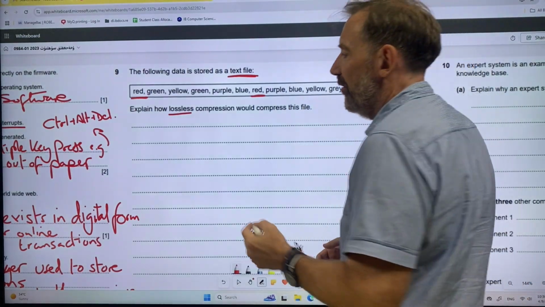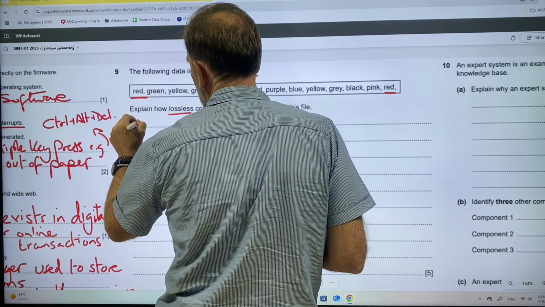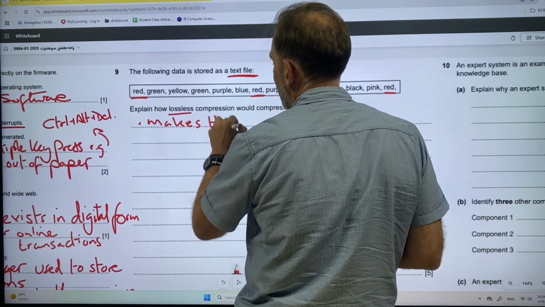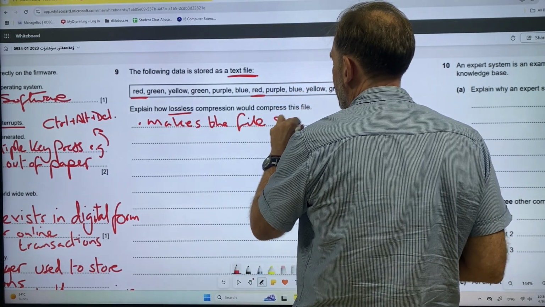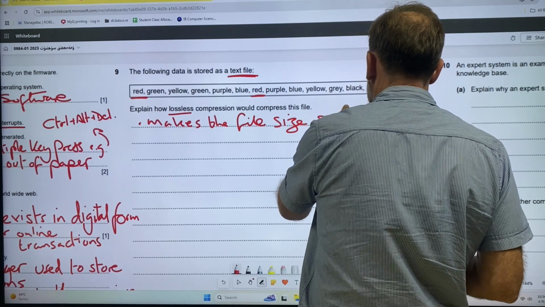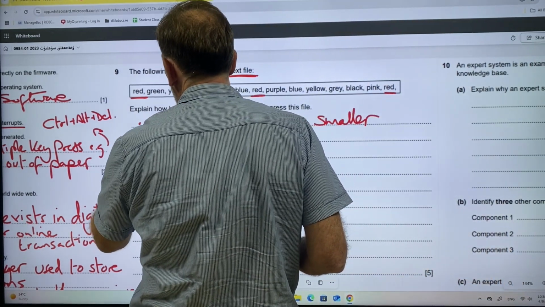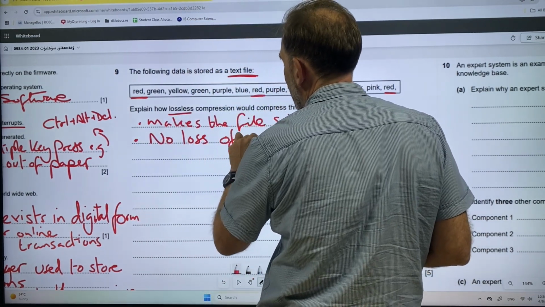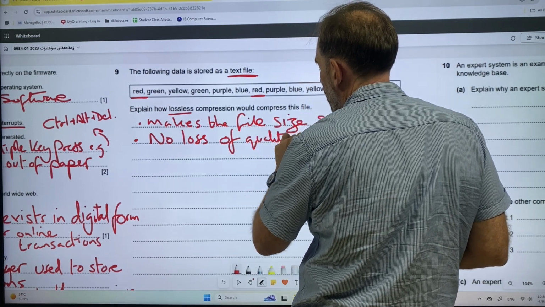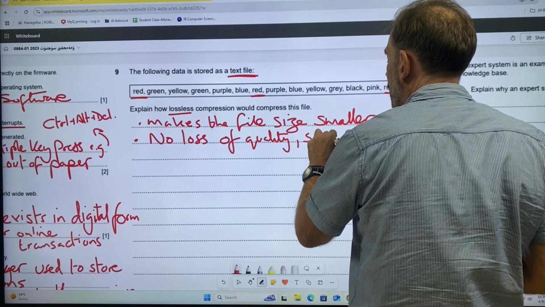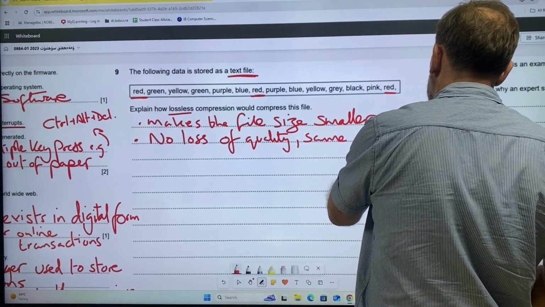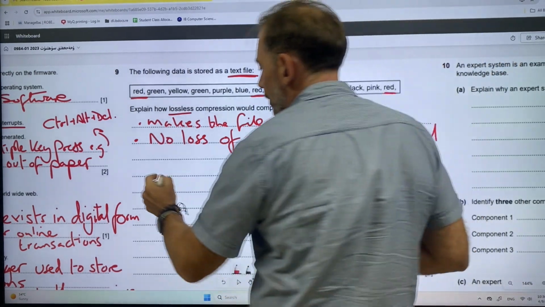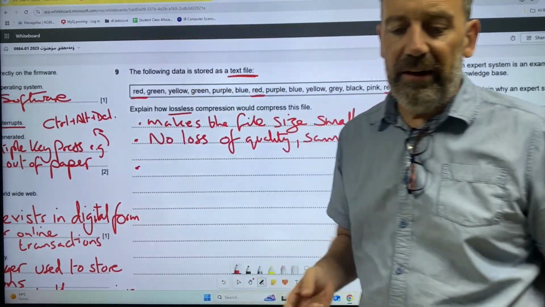Well, let's think about lossless. Makes the file size smaller. No loss of quality. Same as original. Okay, so that's 2 marks, but how does it do it? How does it do it in this case?